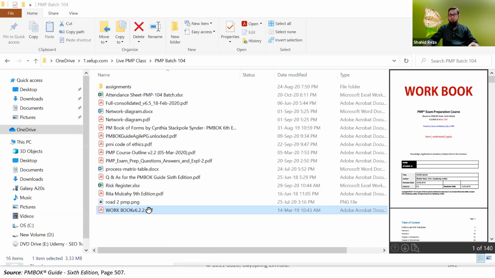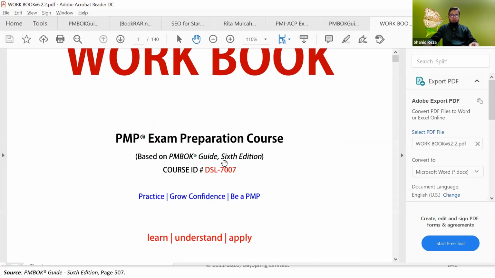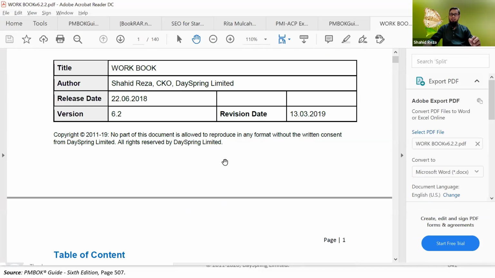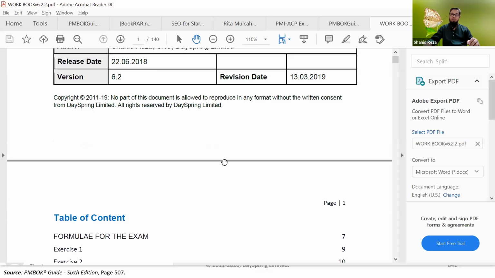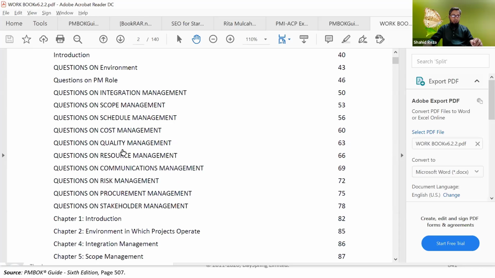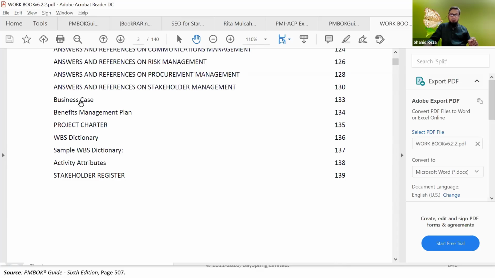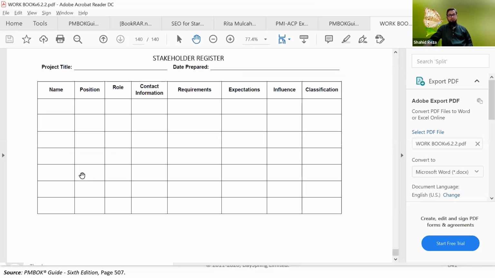I am showing the project charter from here, stakeholder register from here. So in this workbook, you will get a lot of different kinds of exercises for different chapters. Here there will also be a section about templates, and I have given some templates here like business case, benefit management plan, project charter, then WBS dictionary, and I am just going to show you stakeholder register. Can you see stakeholder register here?